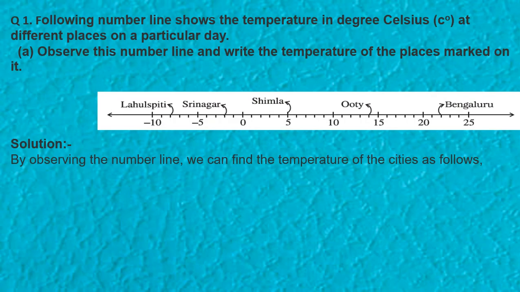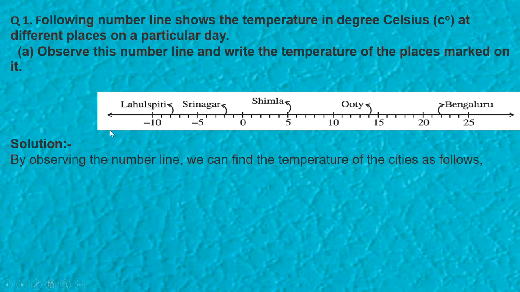So the first question is asking: the following number line shows the temperature in degrees Celsius at different places on a particular day. First, A. Observe this number line and write the temperature of the places marked on it. Here the temperatures are given on the number line and the name of the city is also shown for the particular temperature. We have to write the temperature of these given cities according to the number line, as we know that all these are integers.